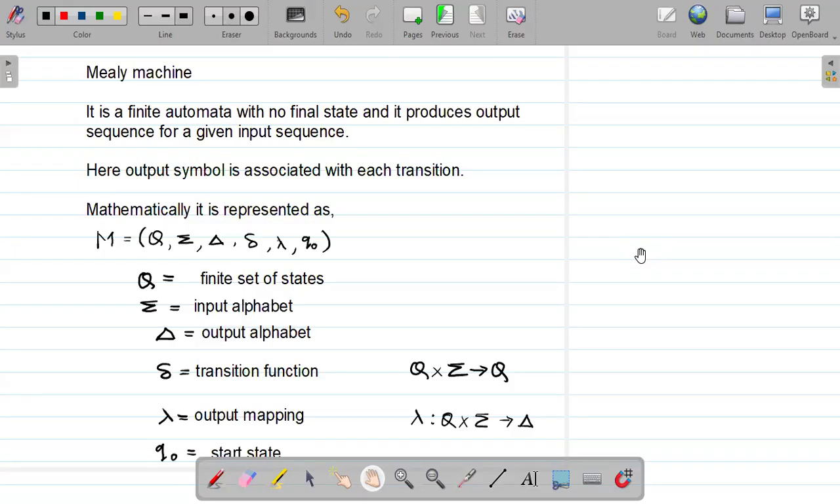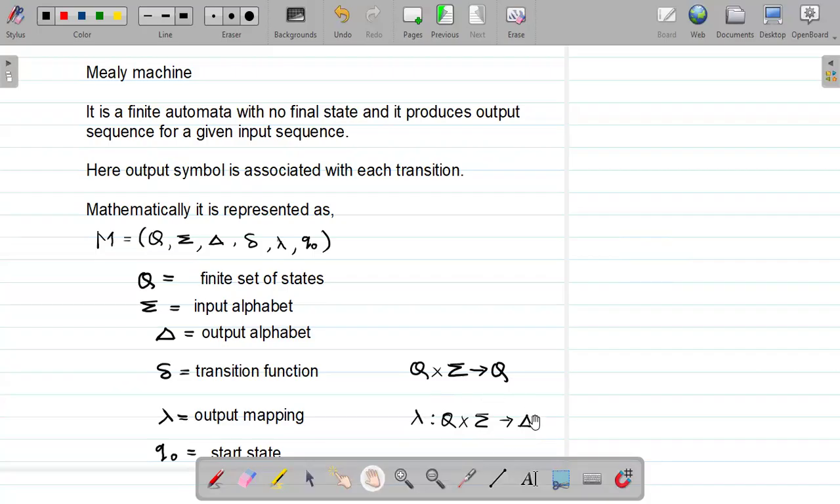So the mathematical definition is similar to the Moore machine. M is equal to (Q, Σ, Δ, δ, λ, Q0). Q is the finite set of states. Σ is the input alphabet. Then we have the output alphabet given by Δ. Then δ is the transition function, which is similar: Q × Σ gives us Q. The output mapping λ is different: Q × Σ gives us the output.